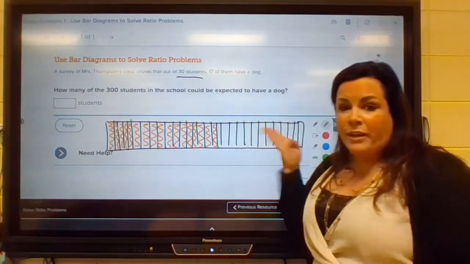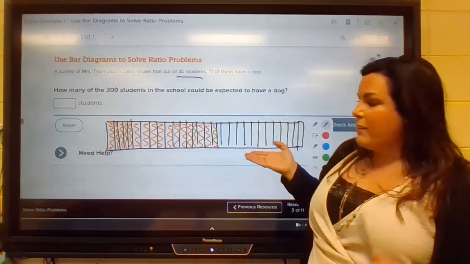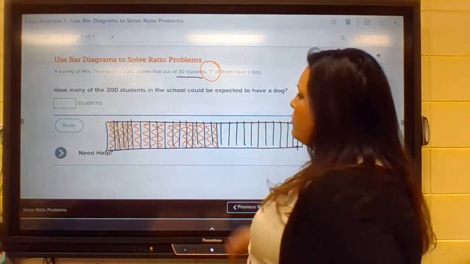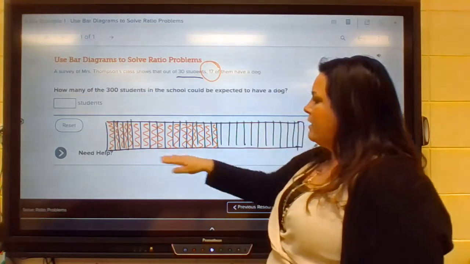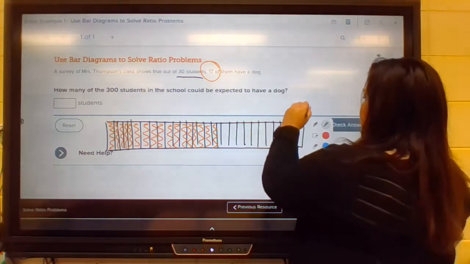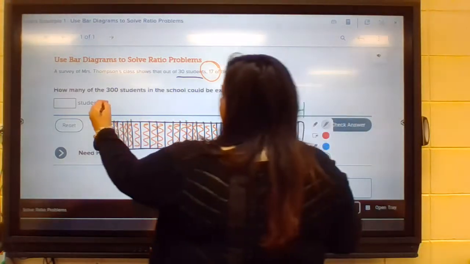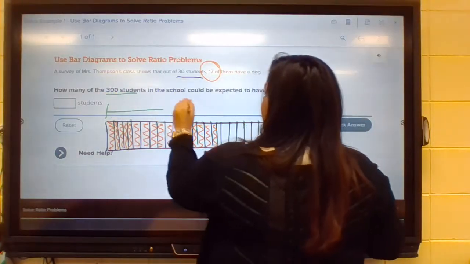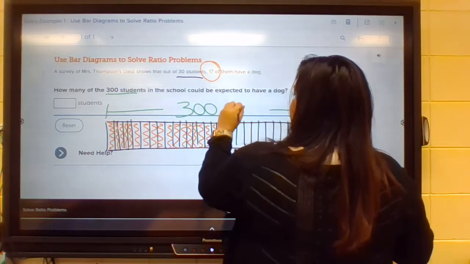All right, so we've drawn our bar with 30 little boxes. I then shade in 17 of those to show 17 out of 30. Now, the next step is remember to label our bar. So this entire bar would represent 300 students.